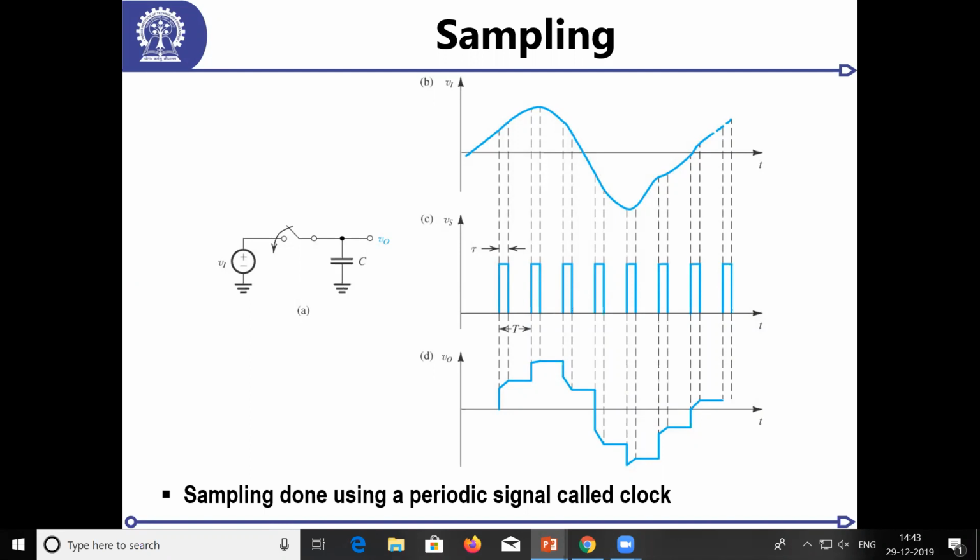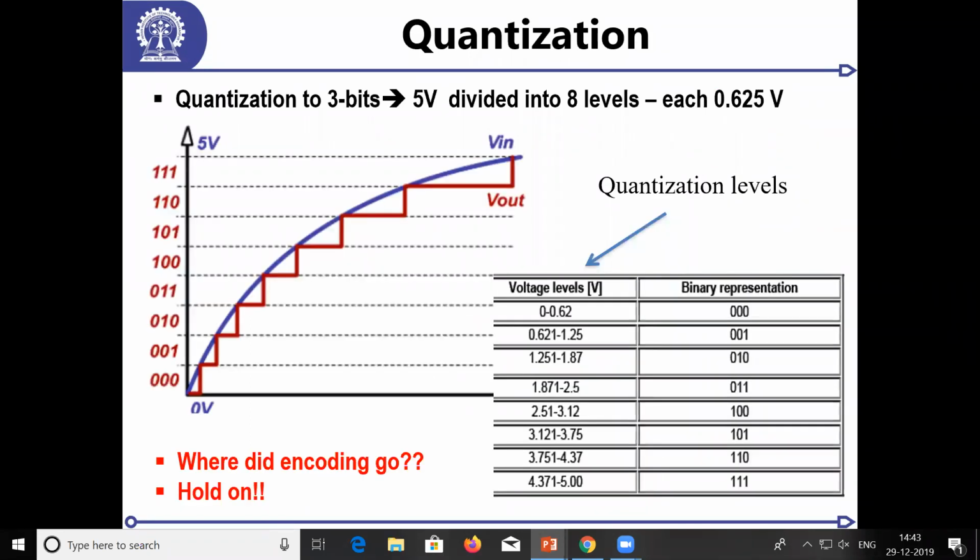Okay. So after you have done the sampling, discrete time, then you go into quantization. Quantization means I have to convert it into bits. If I have to convert it into 3 bits, let us say my signal is going from 0 to 5 volts. I have to discretize that signal from 0 to 5 volts. That means if it is 3 bits, I'll have 8 levels. If it lies between 0 and 0.625, it is 0, 0, 0. From 0.625 to 1.25, it's 0, 0, 1. This is called mapping, converting the analog signal into digital.